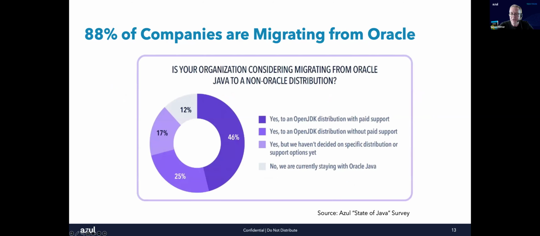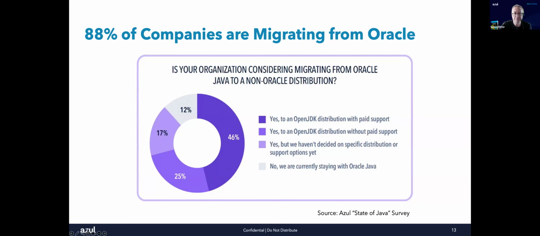What we did recently was to run a state of Java survey. We asked a lot of people questions about their usage of Java, which versions they were using, and which platforms, and so on. And one of the questions that came out of that was looking at people's attitude towards migrating away from Oracle. As we can see from the slide here, most people were looking at migrating away from Oracle, 88% of companies. So the vast majority of people are looking at migrating away from that.